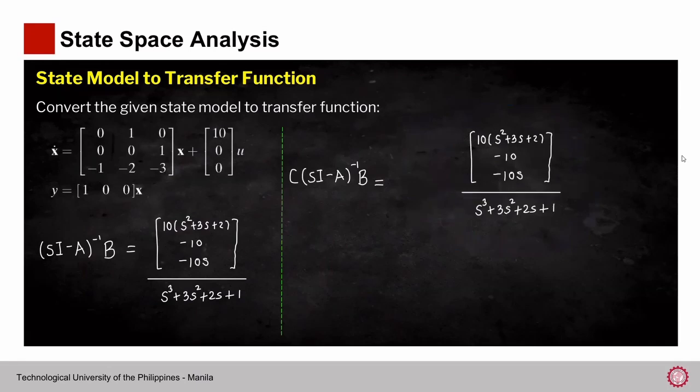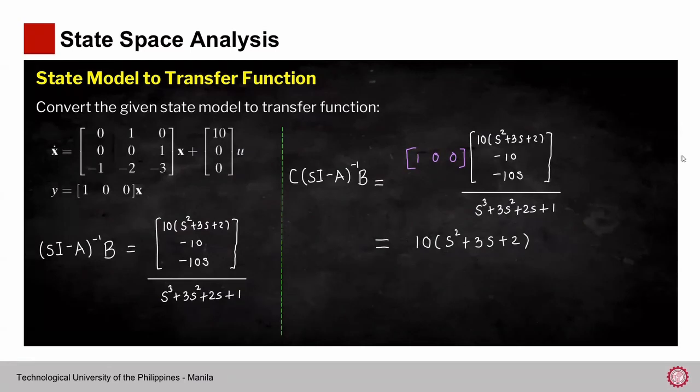Okay. Where do we multiply this, guys? It is multiplied by matrix C, which is 1, 0, 0. So what will be the result, guys? 1 times this whole thing. So that is 10 into s square plus 3s plus 2. Then 0 times negative 10, that is 0. Okay, 0 times negative 10s, that is 0.